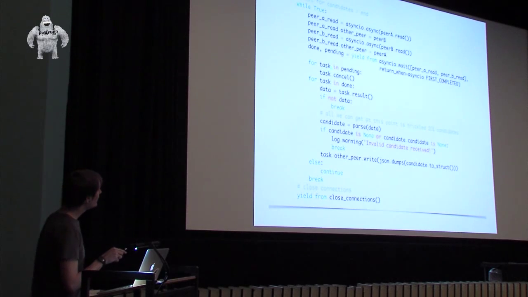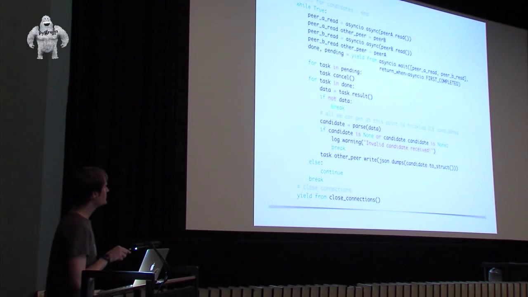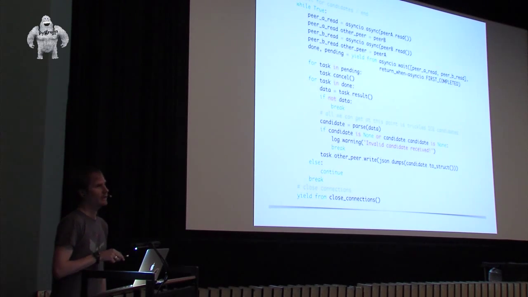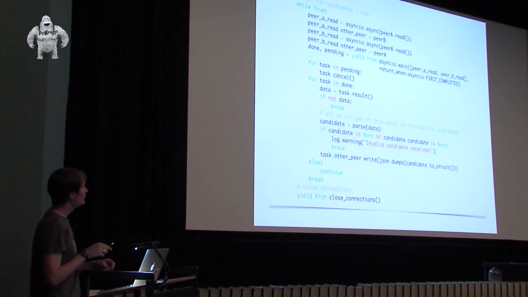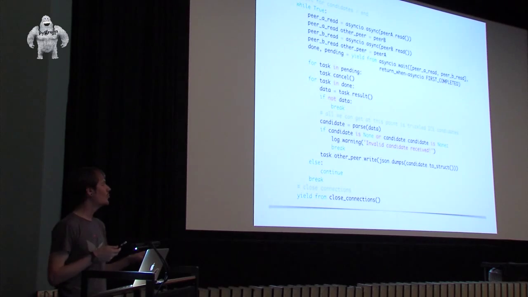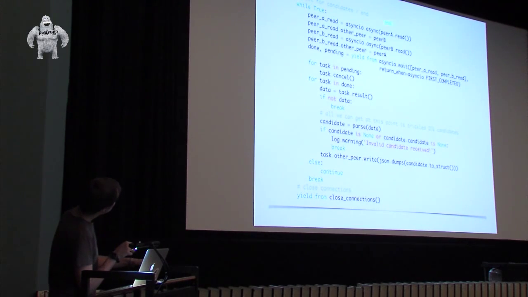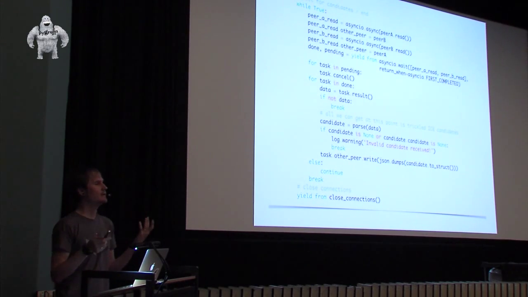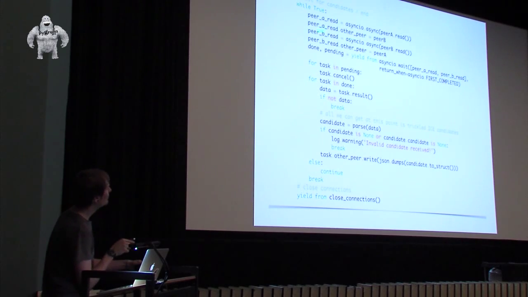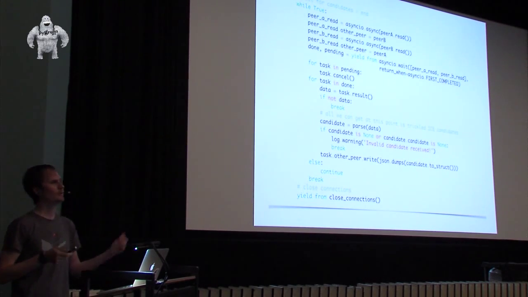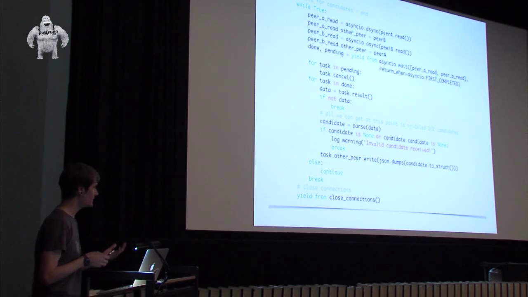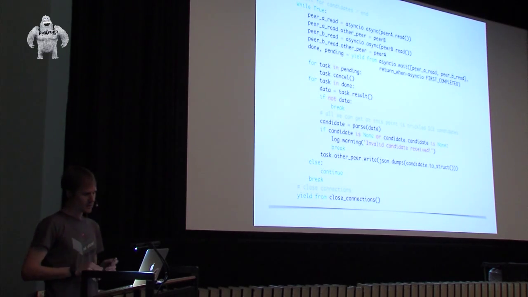However, if instead of getting nothing we get a candidate, then what we do is write it to the other peer. I did a trick there to know who sent what where: I created a task, and then once I get a task object, I just attach the other peer to it. That way I know where I want to write if that task completes. So this is how the code works.